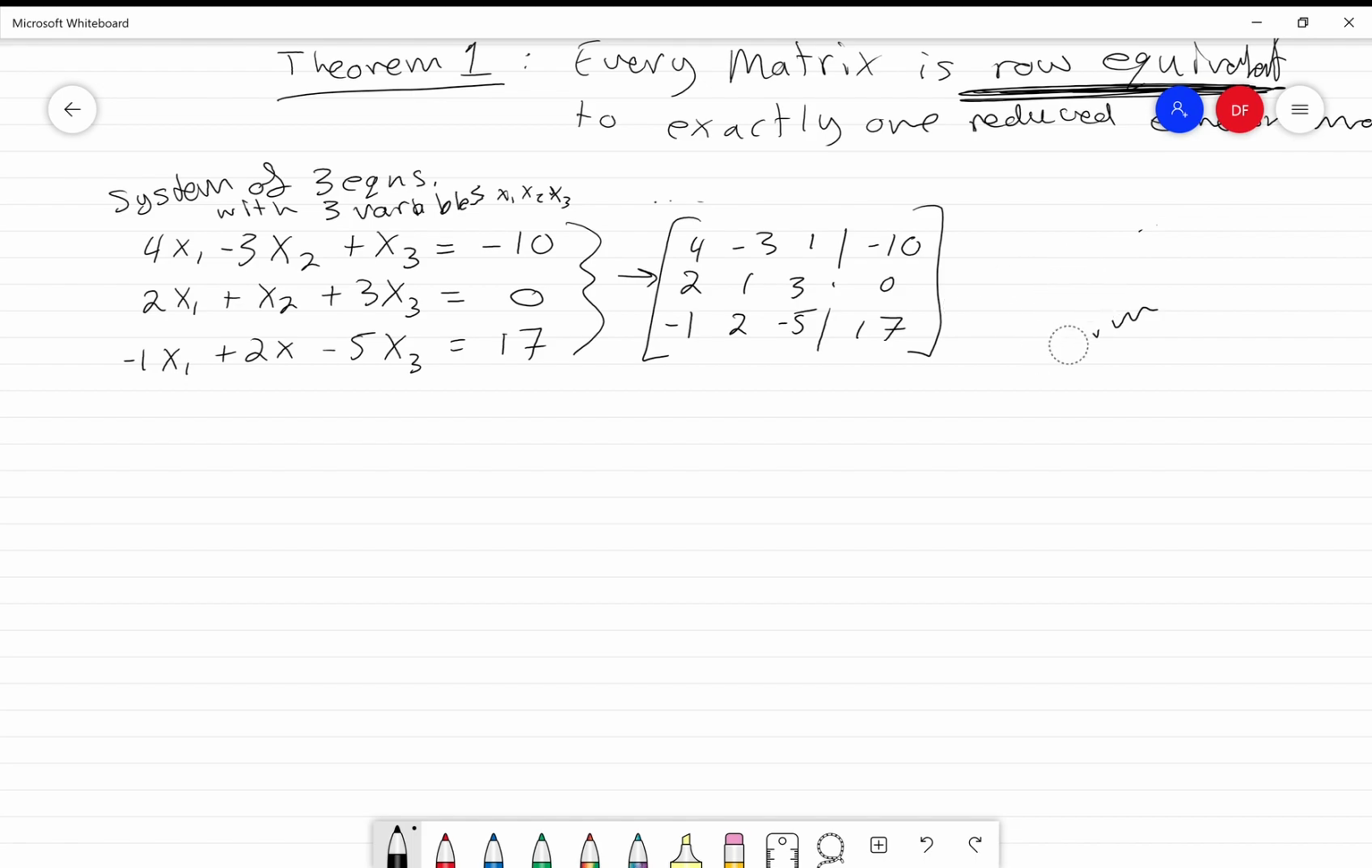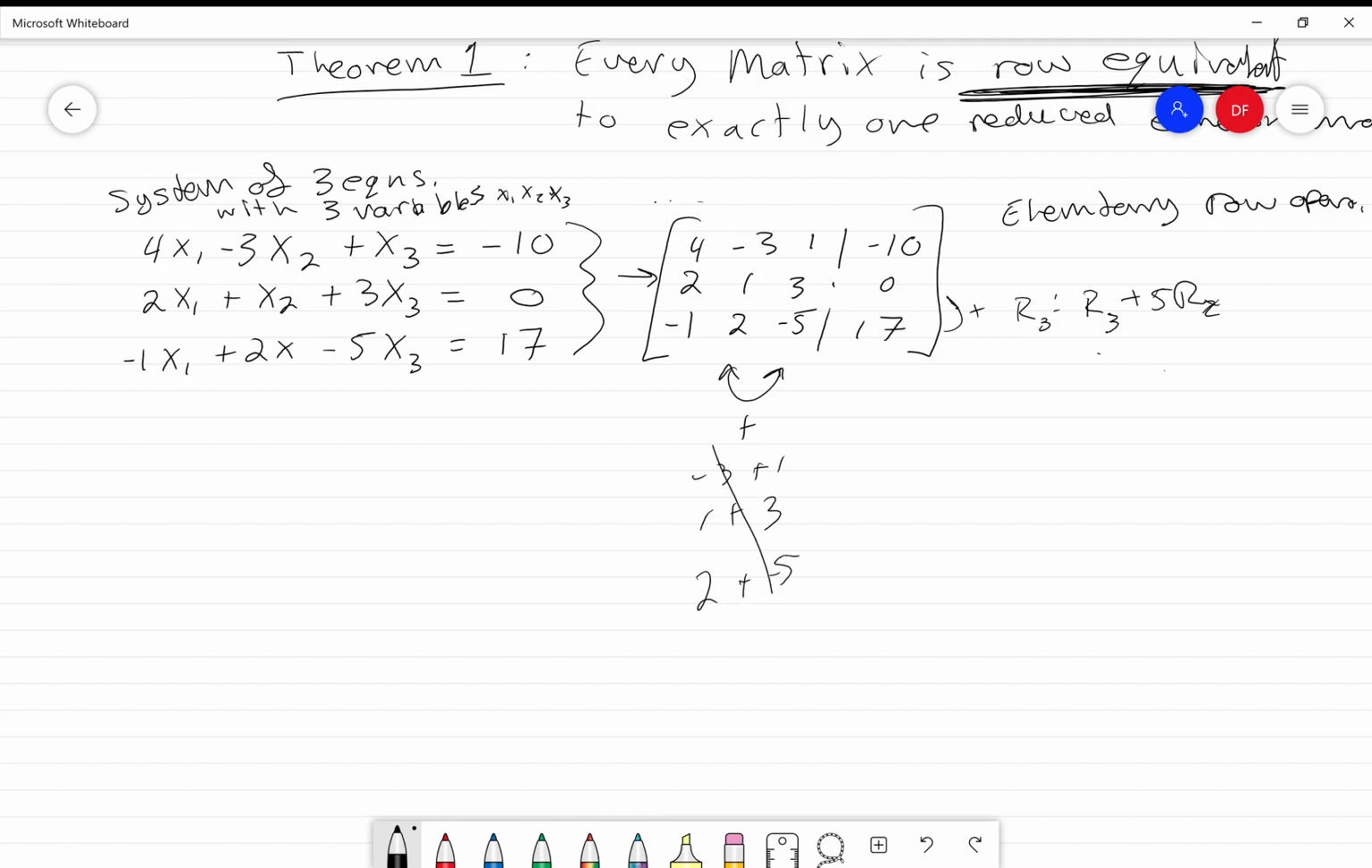So the only thing I can do to make this reduced echelon form is elementary row operations, where I can add rows together. I can replace one row with the row plus 5 times another row, let's say. Okay? I can do things like this. What I cannot do is add columns. Okay? So I cannot say negative 3 plus 1, 1 plus 3, 2 plus negative 5. This will not work.